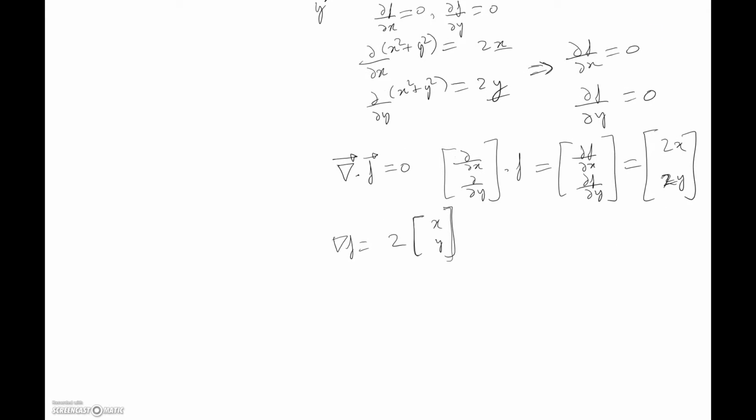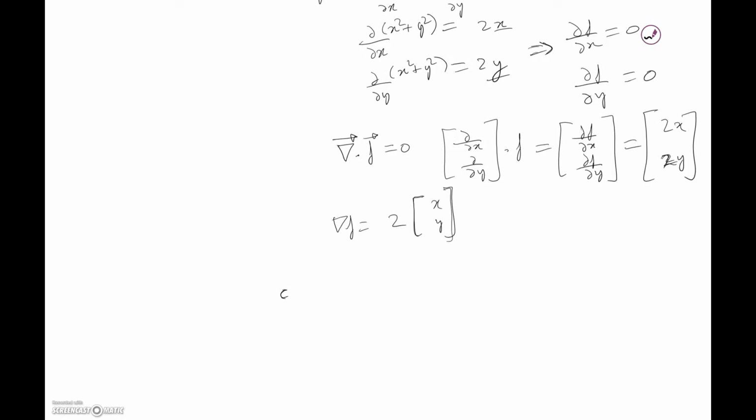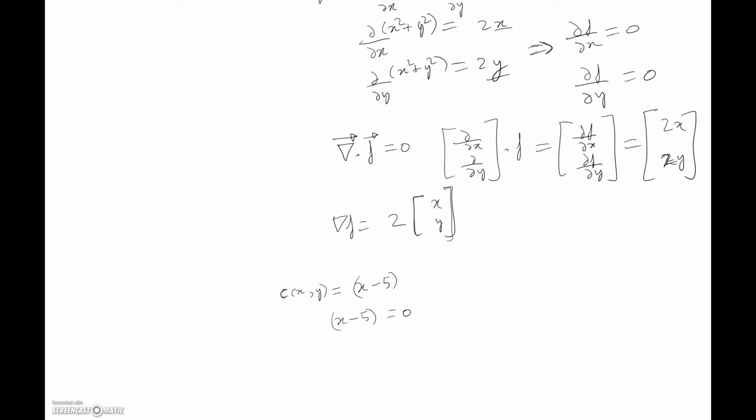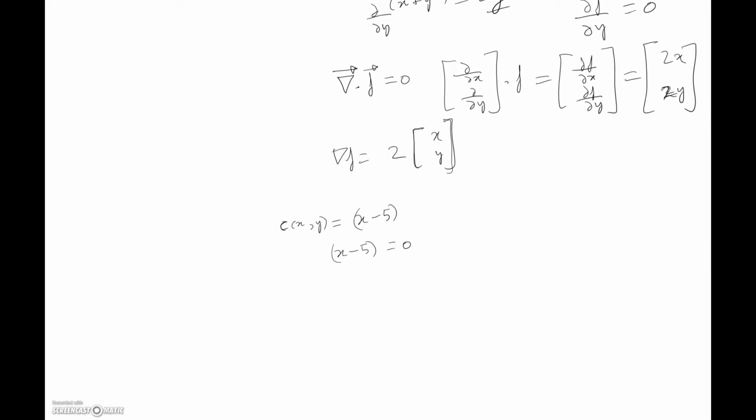Let's move on to constrained optimization. Let's introduce a really simple constraint c of x comma y, and define it as x minus 5, and let's say we require that x minus 5 equal to 0, which is basically the x equal to 5 plane, a plane that is perpendicular to the x-axis and intersects it at x equal to 5. So if you have your x-axis, y-axis, the plane looks like this, intersecting at x equal to 5, and you have your plane here.